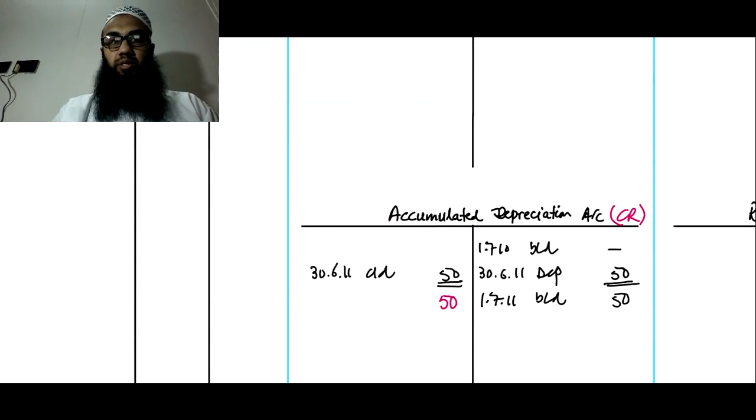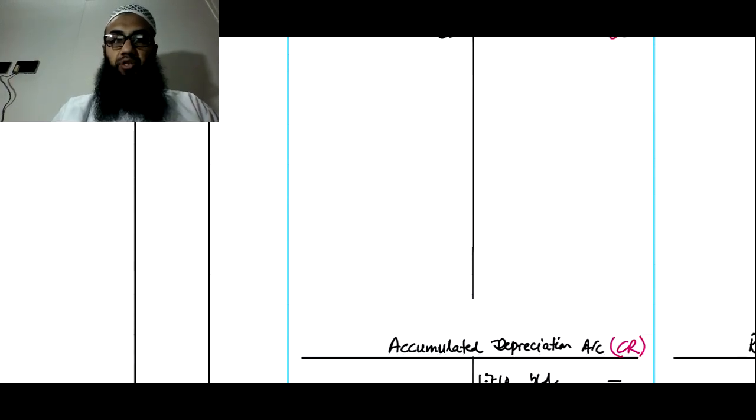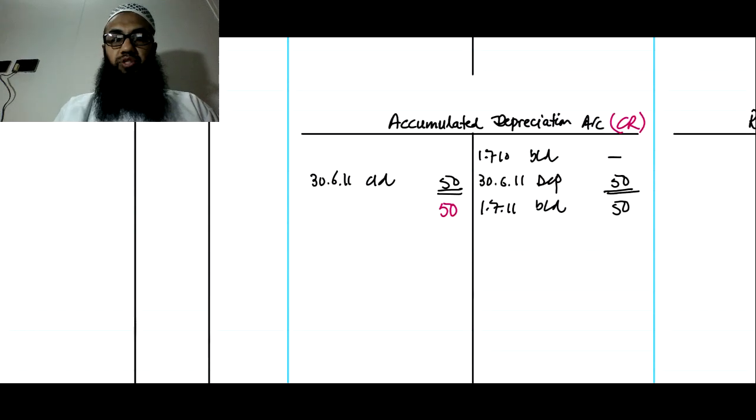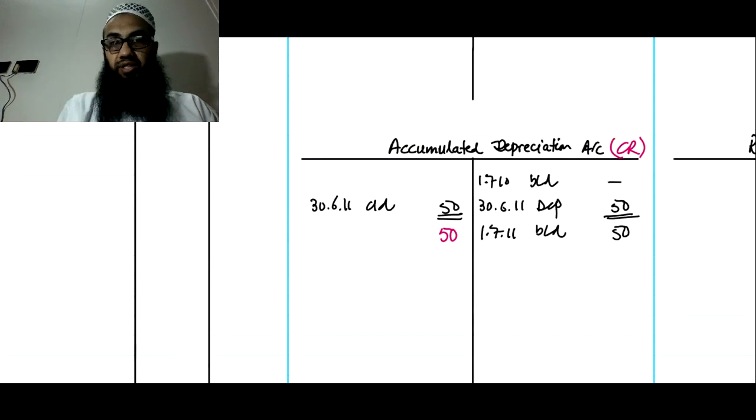And asset nature is debit. We have to transfer from accumulated depreciation, it should be credited. When we transfer the balance from accumulated depreciation to the asset account, accumulated depreciation will be debited and the asset will be credited. What would be the benefit of this entry? Plant credit, accumulated depreciation debit on 1st July 11 at the time of revaluation.